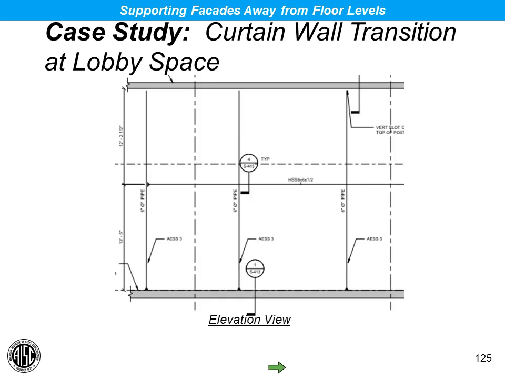So here's the elevation view of what I was just discussing. We've got a horizontal element that laterally braces the panels and the curtain walls at a plane, which spans horizontally to posts, which span from the floor to the underside of the floor framing above at this lobby space.